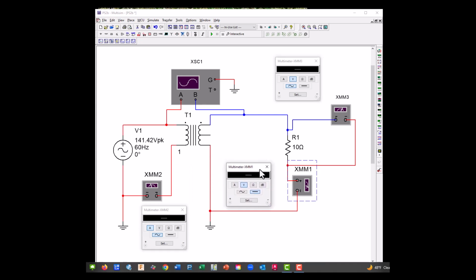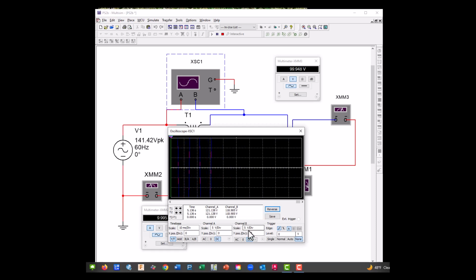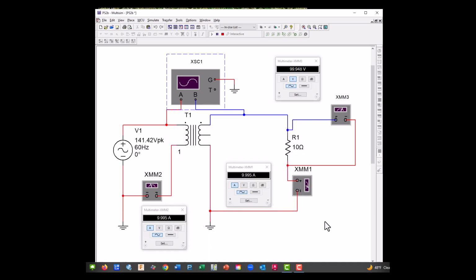And this should be current AC. And we could take a quick look at our oscilloscope. Since it's a 1-to-1, they should be on top of each other, which they are. Okay, so let's shut it off, and let's take a look at what we have here.